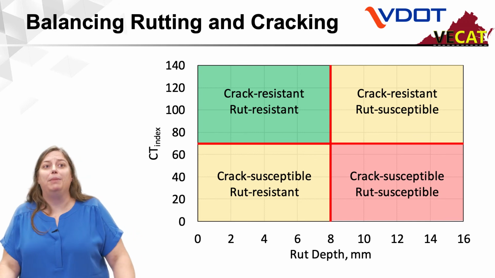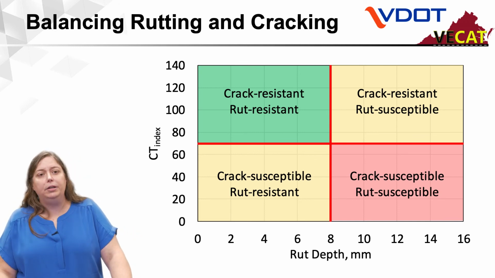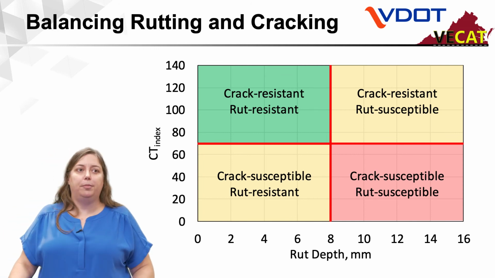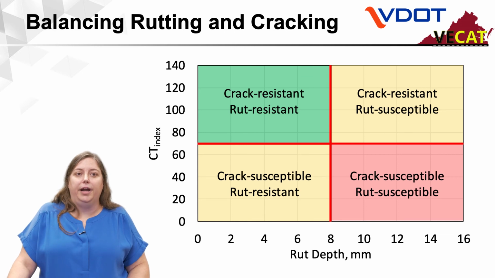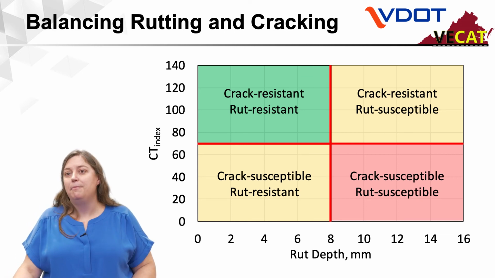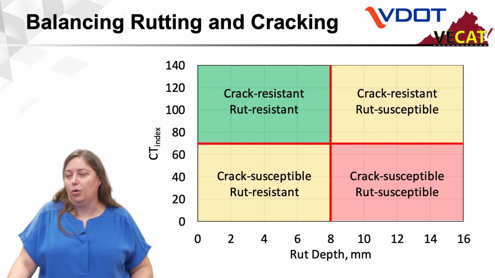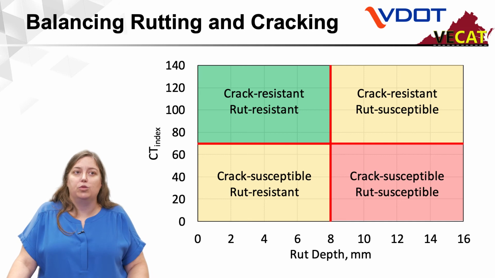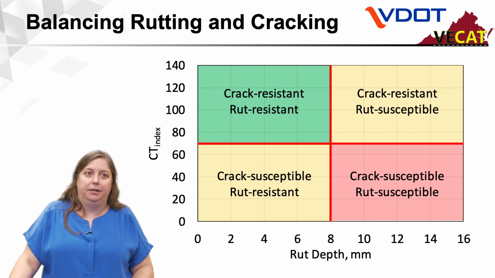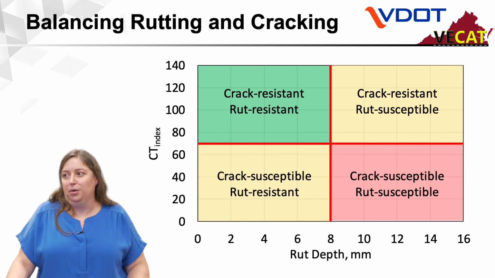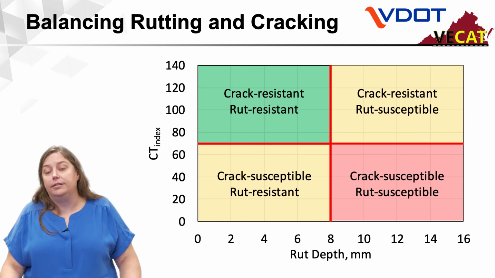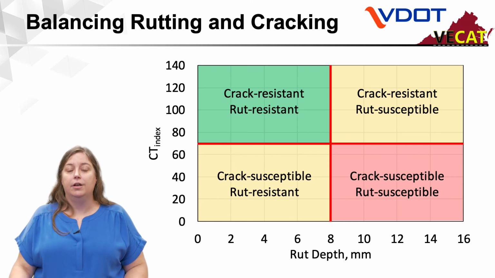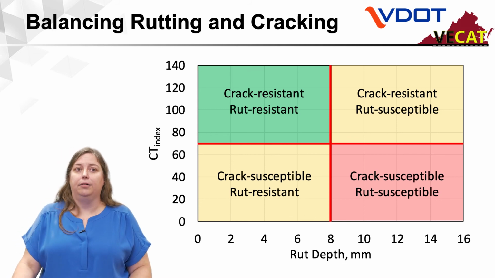So the whole point of this is balancing rutting and cracking. If we look at a graph such as this, rut depth versus CT index, remember an increase in rut depth, as is over to the right, makes your mix rut susceptible. Decreasing rut depths, of course, are rut resistant. As the CT index increases, your mix becomes more crack resistant. So our goal is to keep the mixes in the upper left-hand quadrant and keep them completely out of the lower right-hand.